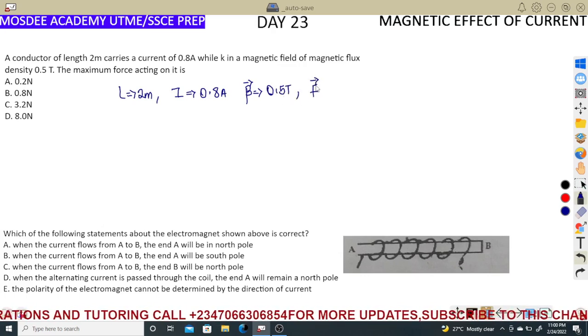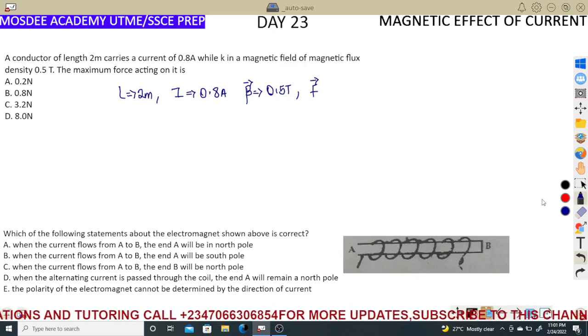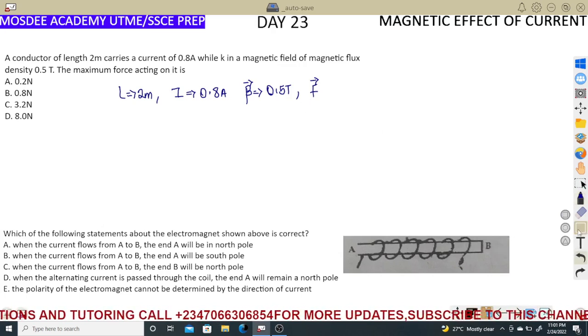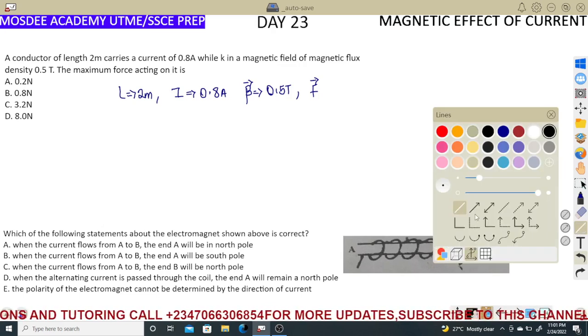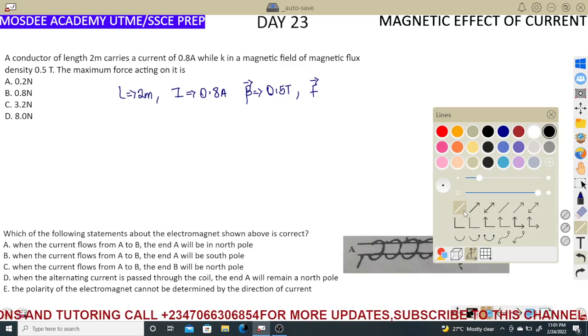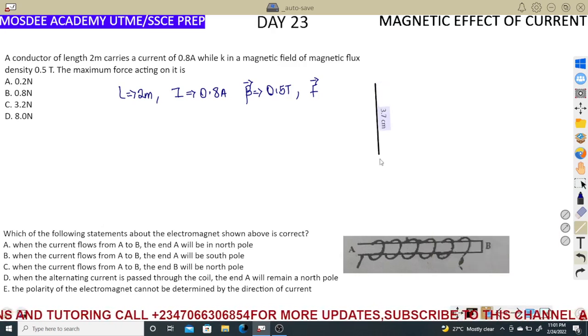Now, a force is generated when the wire is carrying current. I've talked about this under the concept of magnetism. When a wire carrying current is placed in a magnetic field, we have a force that is generated.